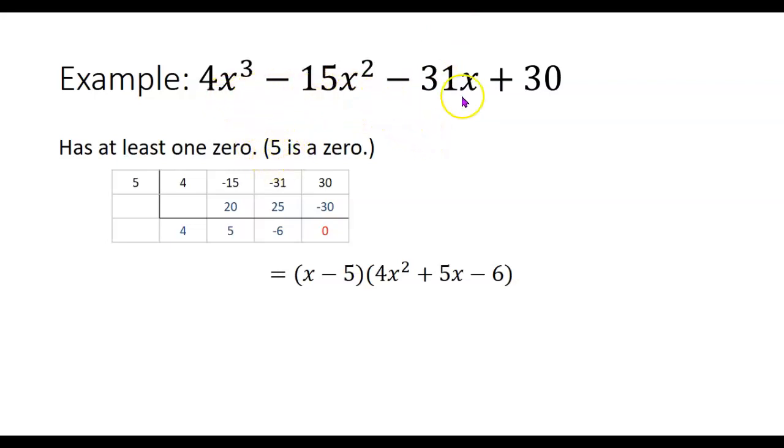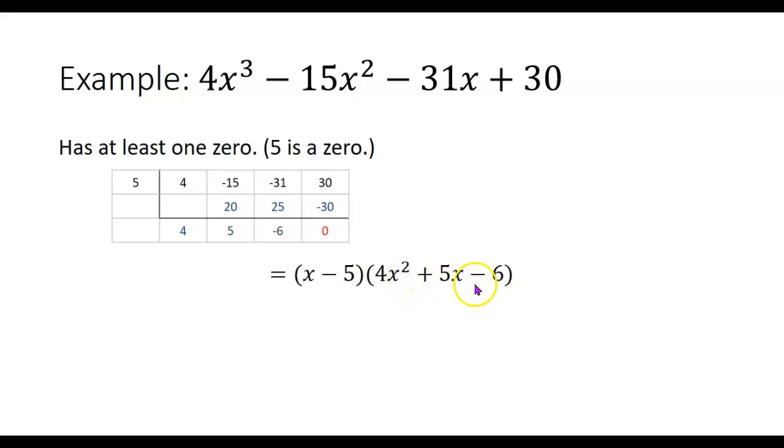If you plug in 5 for x, it does come out to equal 0. Or if you do synthetic division, divide by x minus 5, which means you put 5 out in front and you work through the synthetic division, you do get a remainder of 0. So 5 is a zero, x minus 5 is a factor, so you can factor out x minus 5 times the other factor, which is the quotient we got, 4x squared plus 5x minus 6.